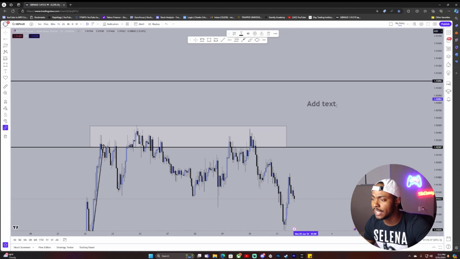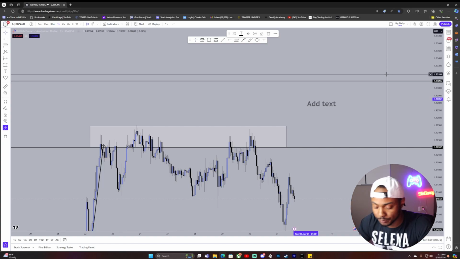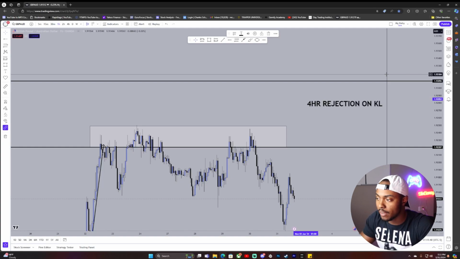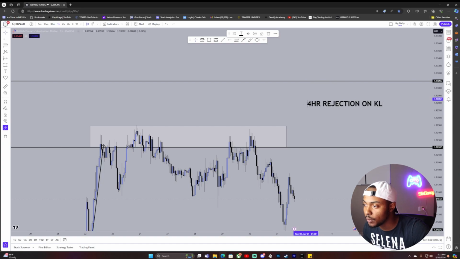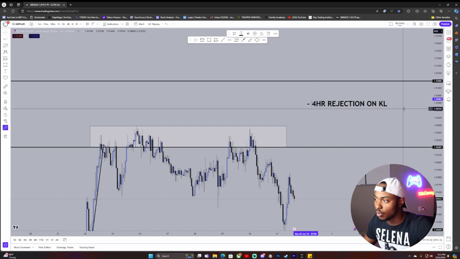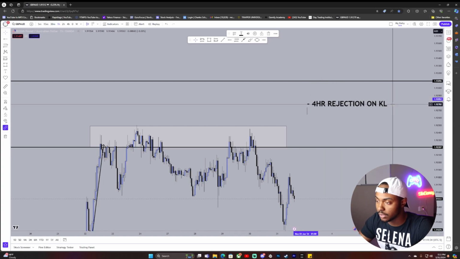So if we were to add text here, I would say 4-hour rejection on key level. All right, that was confluence number 1. Cool. What was my next confluence? My next confluence was price action.